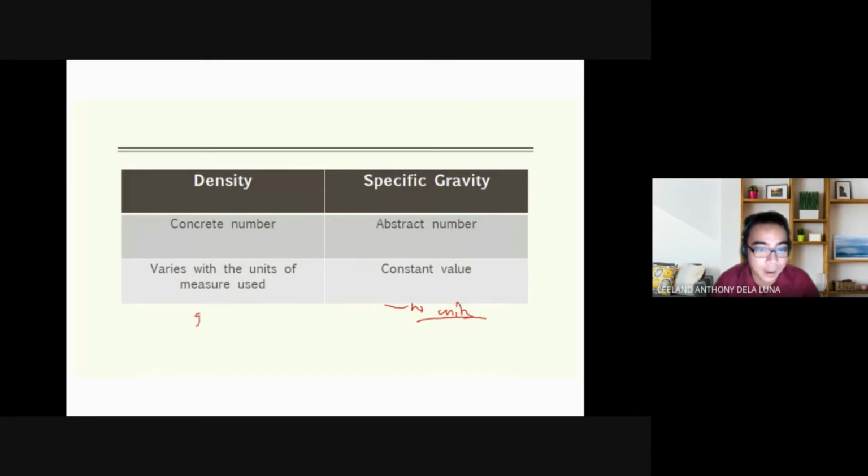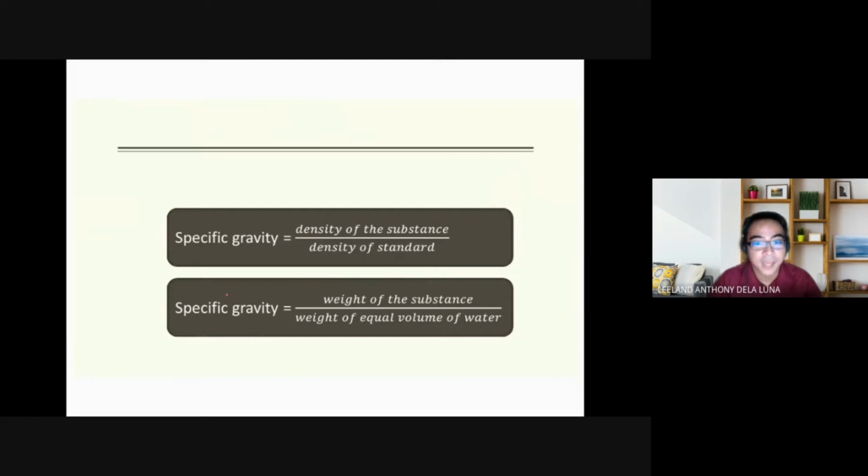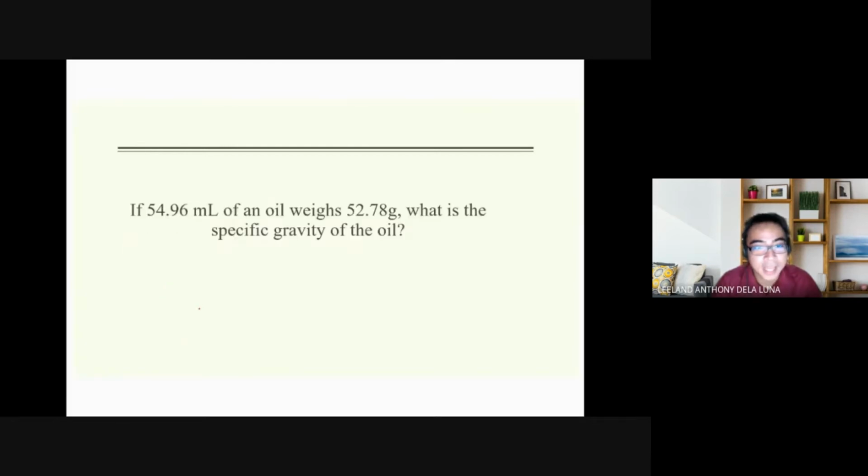Ito ay no units. Ito may units, either gram per ml, pwede rin naman kilogram per liter, or di kaya gram per cubic centimeter, and so on and so forth. Maraming units ang density eh. Pero again, standard class is gram per ml. I want to emphasize that. Now, let's talk about calculating the specific gravity of liquids. Known ang weight and volume. Sabi ko nga sa inyo, either of the two formulas can be used. Again, I prefer to use this one. If you want to use this one, walang problema. So let's have an example here, class.